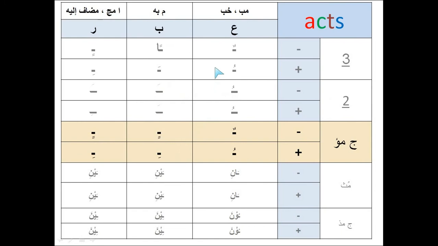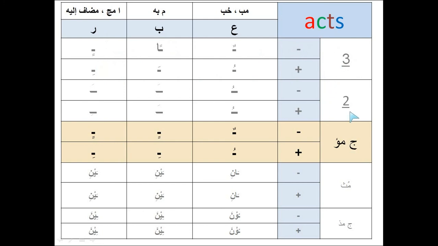Here we have a summary case table which brings together a lot of the information we've done in the previous videos. So here we have in the first row munsarif words which are either nakira or ma'rifa, and when they're nakira we've got two dhammas if marfu', two fathas if mansub, two kasras if majrur, and if they're ma'rifa they have only a single dhamma if marfu', single fatha if mansub, and single kasra if majrur. So this is the basic type of word.